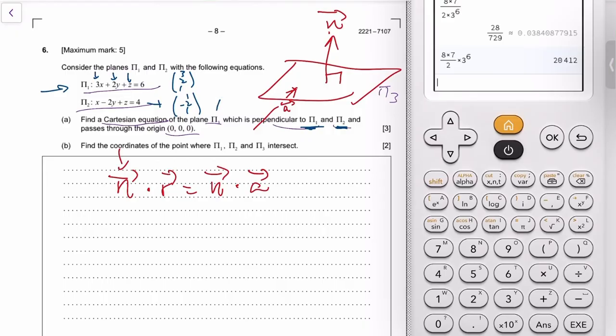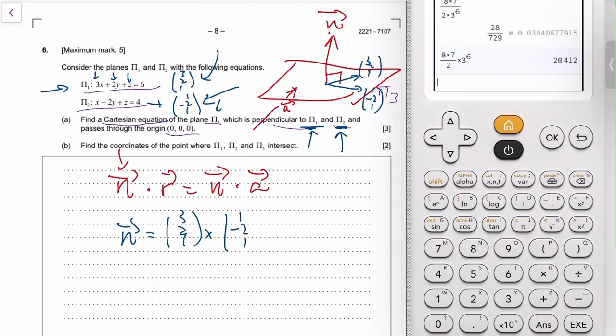Well, since plane 3 is perpendicular to both of them, plane 3 would basically be parallel to both of them. Right? That means they would be the direction vectors of plane 3. They will be vectors that go along the surface, the direction of the surface of plane 3. That would mean the normal vector of plane 3 can be obtained by doing the cross product of the two direction vectors.